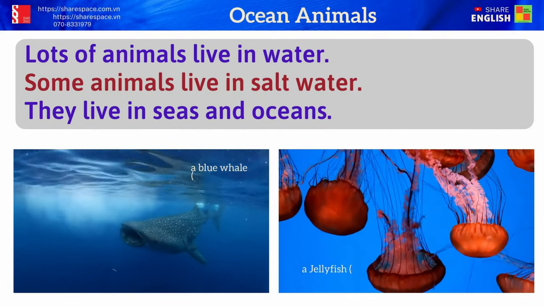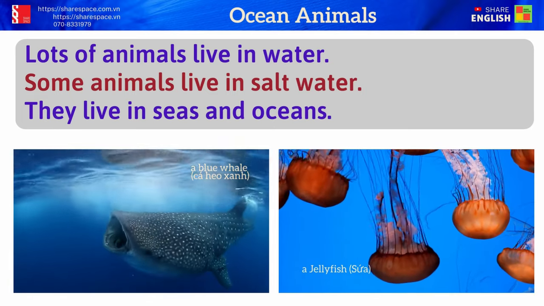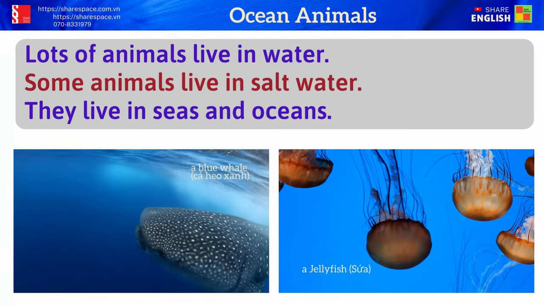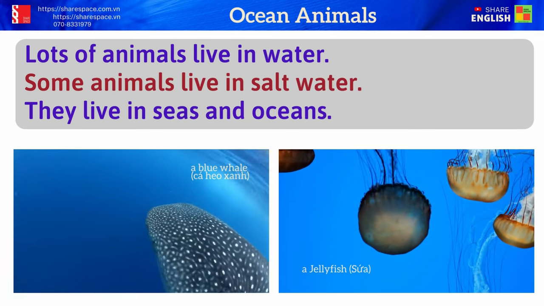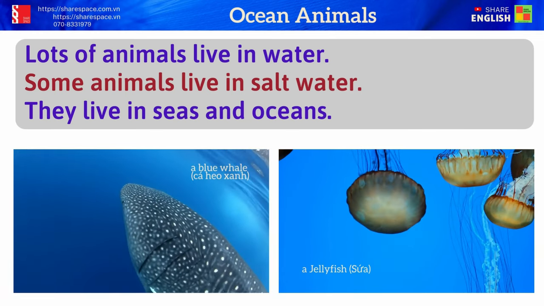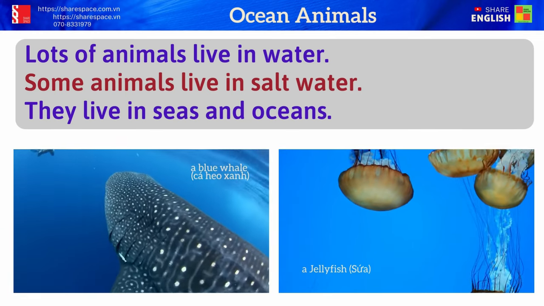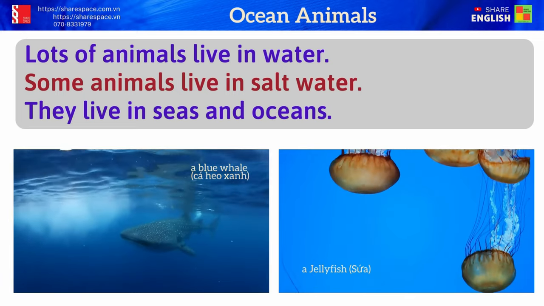Six. Ocean animals. Lots of animals live in water. Some animals live in salt water. They live in seas and oceans.